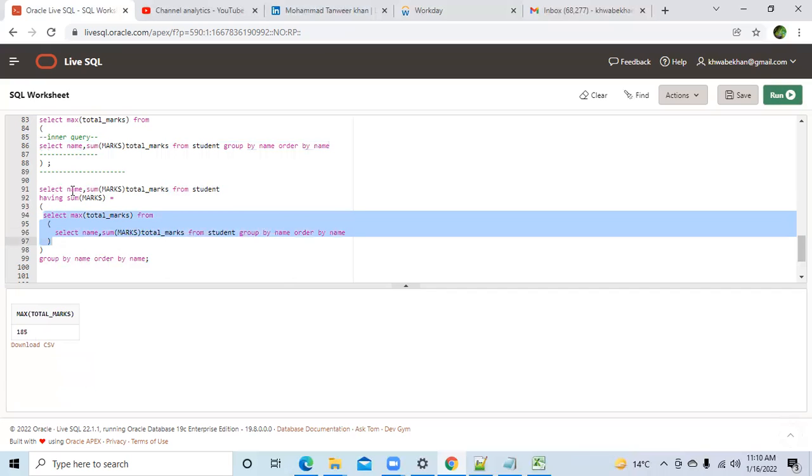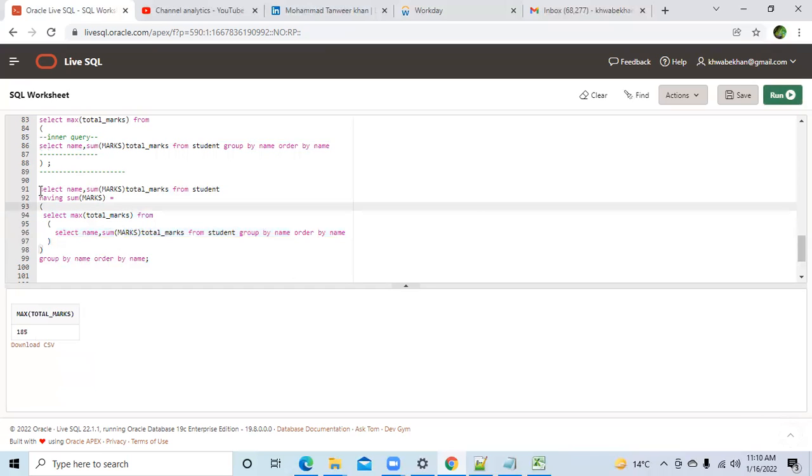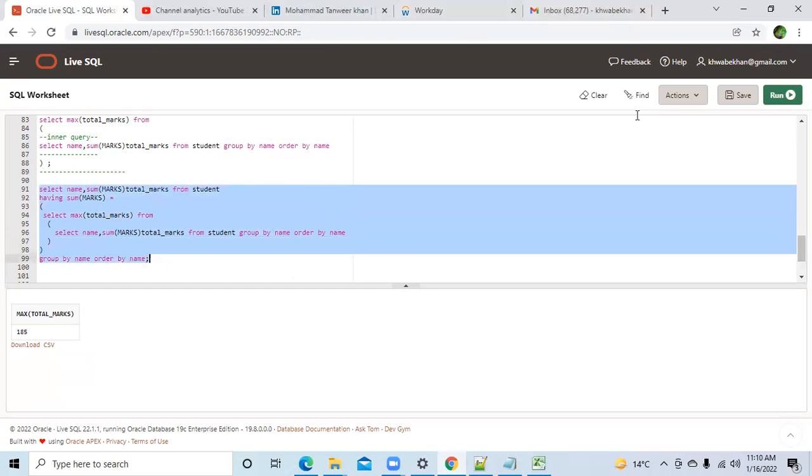So again, for this outer query, this entire query becomes an inner query. Now I will write this one and execute it. It will show that A has scored the maximum, 185.